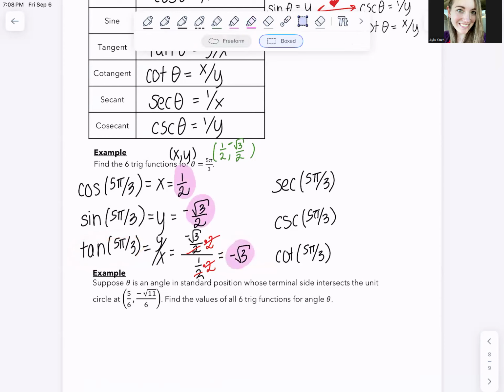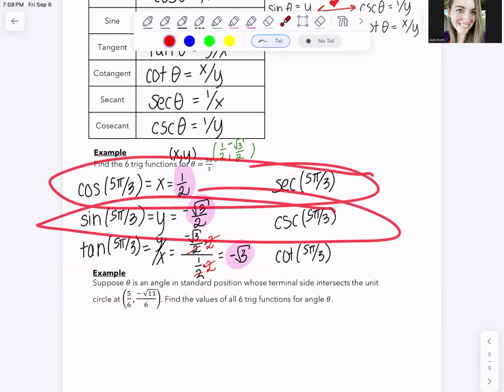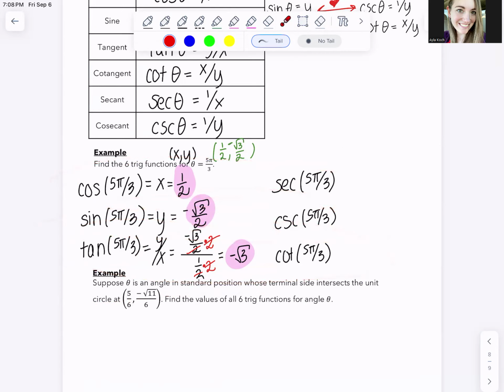All we have to do, as long as you're careful about how you write this, and notice that I put soulmates across from each other, and I always do this. Soulmates belong across from one another. So all I have to do to find secant is flip the fraction upside down. So it's going to be 2 over 1, which is just 2. Secant of 5 pi over 3 is 2.